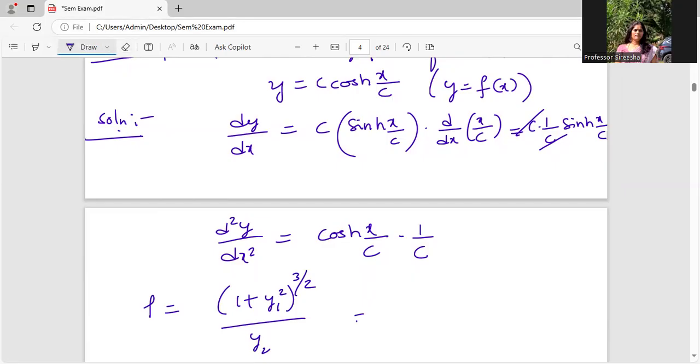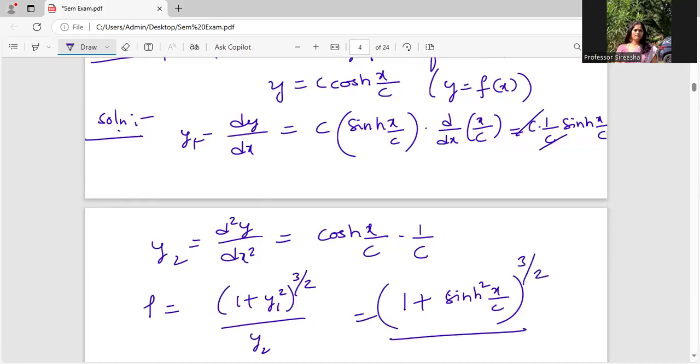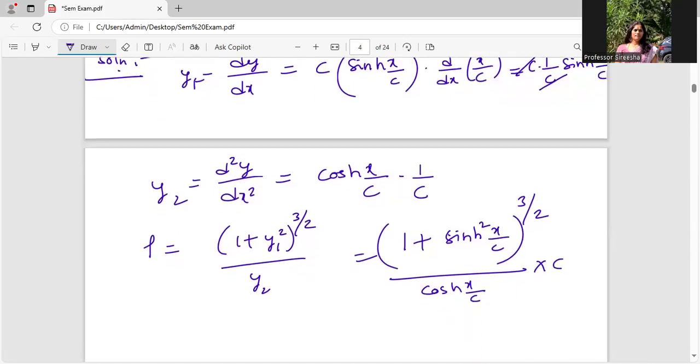So 1 plus y1 squared would be what? I have y1 as sin h x by c, and this is my y2. So I'll be adding 1 plus sin h square x by c, whole power 3 by 2, by cos h x by c with a 1 by c. The denominator goes to the numerator, right? Now I'll be expanding. 1 plus sin h squared x by c would be cos h squared x by c.